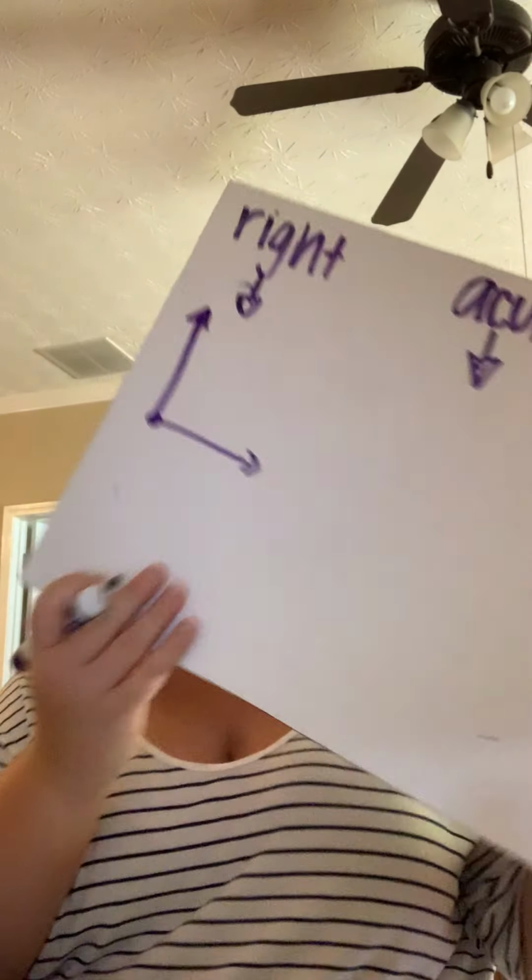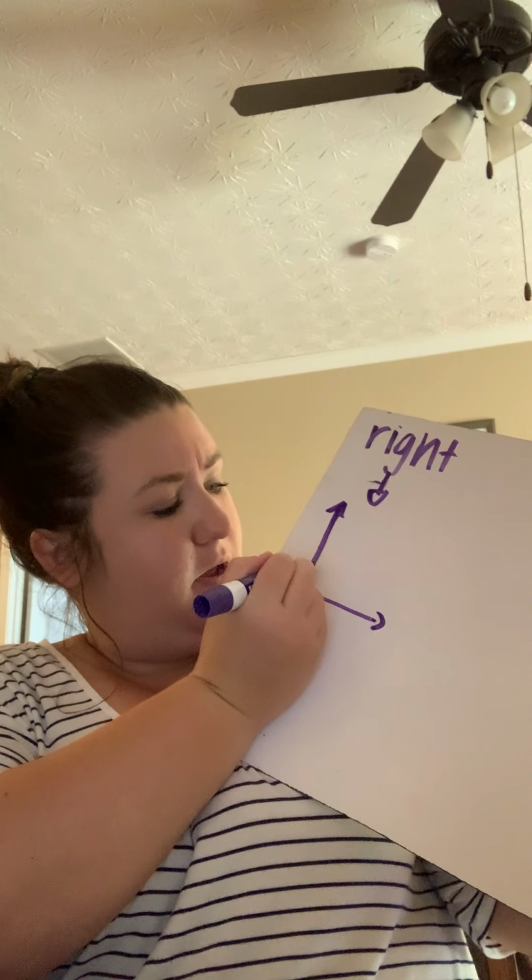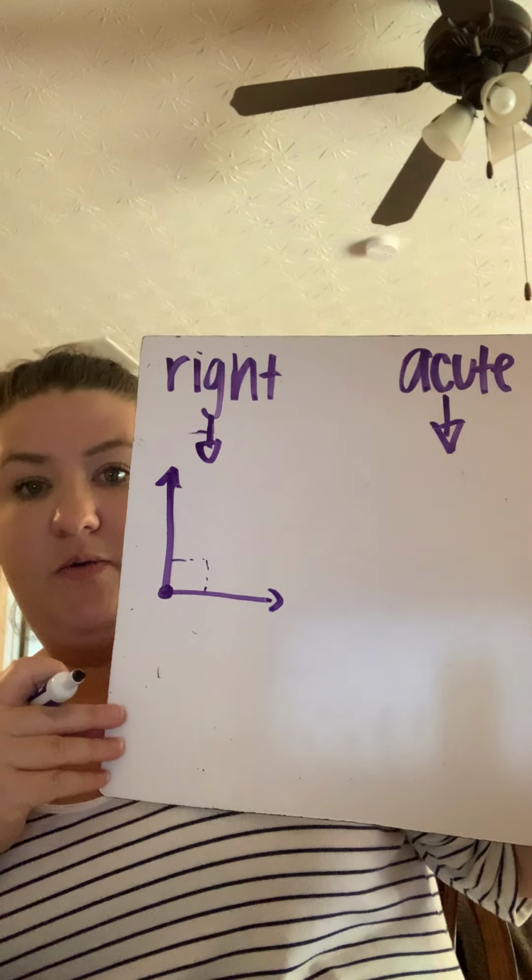So, a right angle forms a square in the corner. So, it's going to look like this. It could look like this. And you could form an imaginary square right there, right? That is a right angle. It forms a square corner. All right, I'm going to write that down because I'm going to give you guys an option to look at it for just a second.